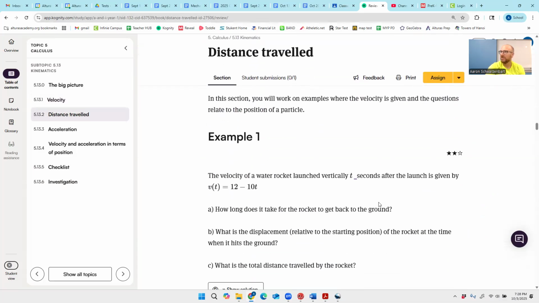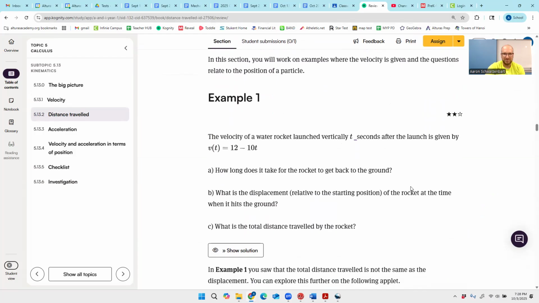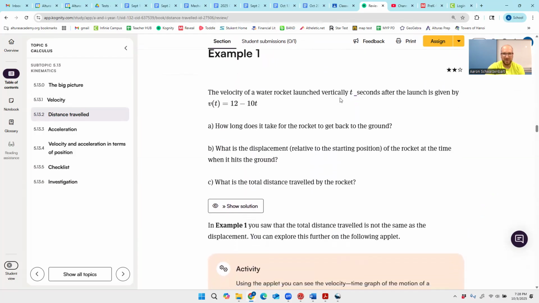Okay, now we're going to talk about distance traveled. The velocity of a water rocket launched vertically t seconds after the launch is given by this. How long does it take for the rocket to get back to the ground?